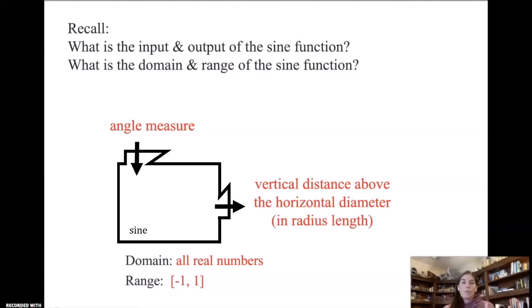What we get out of the sine function is that vertical distance above the horizontal axis, in radius lengths, right? And so I can either be one radius length above the horizontal axis, or I can be one radius length below. And so my range is from -1 to 1.